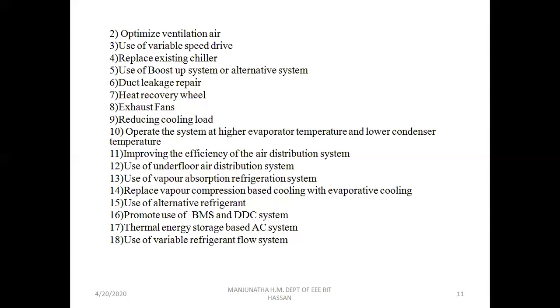And next, use of boost up systems or alternative systems. Those boost up systems may include the use of a water side economizer. That means extracting the leakage of flue gases, the heating effect, the leakage of the heating effect in the refrigeration cycle. We can extract that heat for economizing purposes. Economizer means heating the water in a steam thermal power plant. We know the working of the economizer.